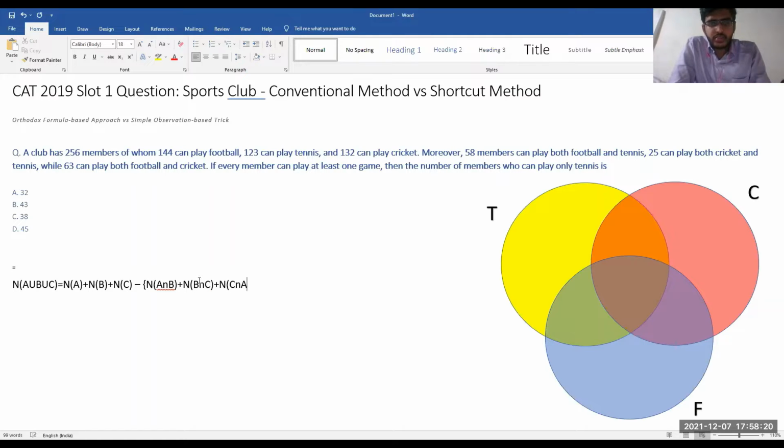In case you find these terms confusing, I'll explain them to you, so bear with me for a moment, right? C intersection A, and that's what we have at our hands. Pardon the autocorrect here, right? And then we have a term to add here. It's going to be N of the intersection of all three. So we have N(A intersection B intersection C), right?